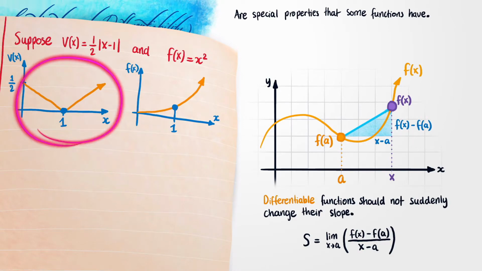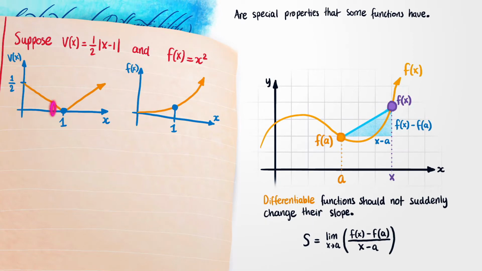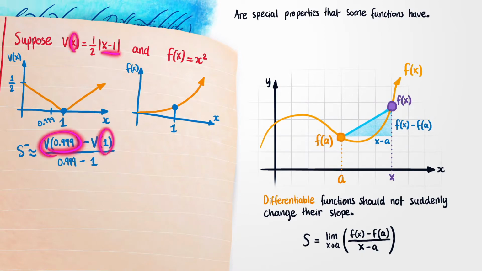So first we're going to focus on this function on the left. Let me start by picking a point that's very, very close to 1 on the left. So again, 0.999. Now in this case, the limit on the left is just given by this formula over here. So let me write it out. Here we've chosen x to be 0.999 and a is of course 1. And in this case the function we're dealing with is v, so we should replace that as well. Now we can make these substitutions, replacing x with 0.999 and a with 1 respectively.